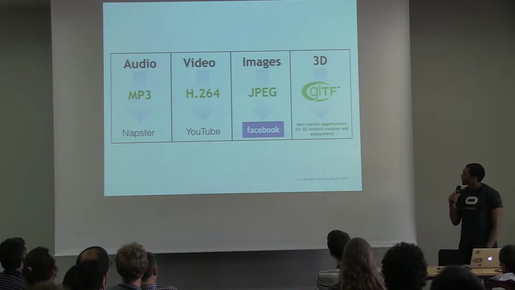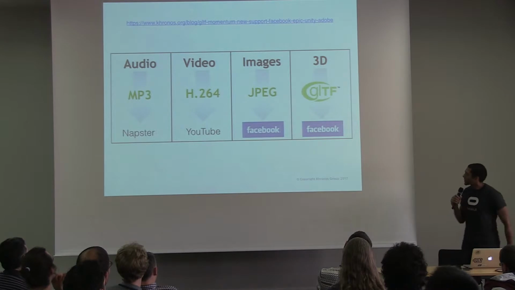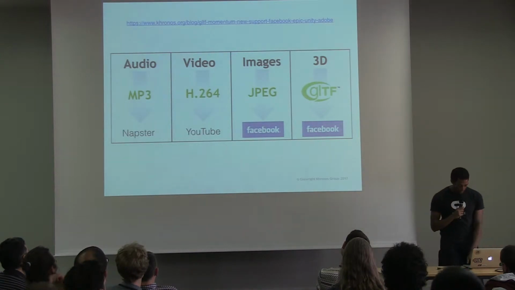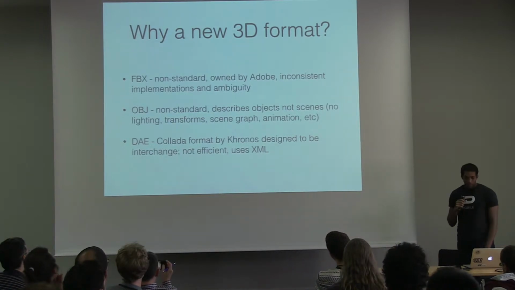And now for glTF, we believe that this is the format for 3D on the web because of the properties I'm going to talk about later on in the talk. So we think that Facebook's adoption of glTF is going to be a big deal here, and it's going to really push the 3D authoring software to use this format, and other engines and things like that to get on board with this. So why another 3D format?